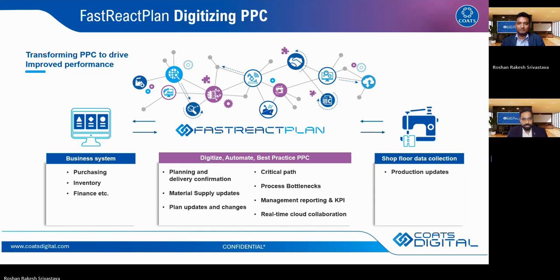Instead of planning manually on Excel sheets, why not plan through dedicated software, which actually solves all the problems that Roshan stated. So we will introduce you to the FastReactPlan solution that we have, which is aimed at digitizing production planning and control. So how does it do that? FastReactPlan sits somewhere between your business system and shop floor data collection. Based on the business system, basically purchasing, inventory, finances, etc., all your orders that come into your business systems are loaded into FastReactPlan.